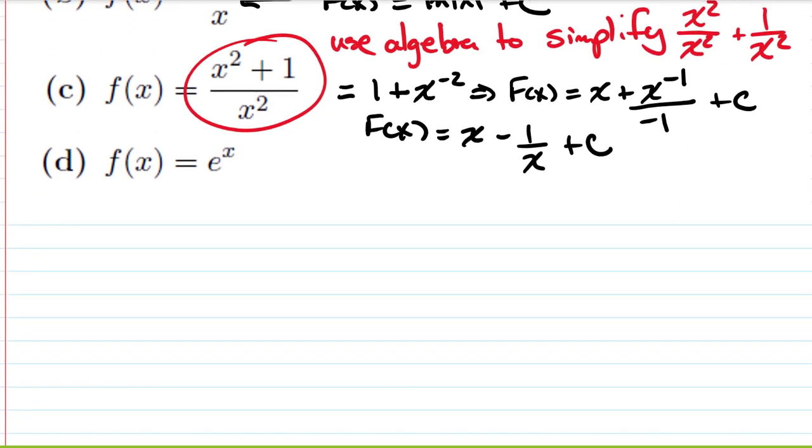And then lastly, d is our favorite because what's the derivative of e to the x? It's e to the x. So then the antiderivative of e to the x is going to be e to the x plus our arbitrary constant.